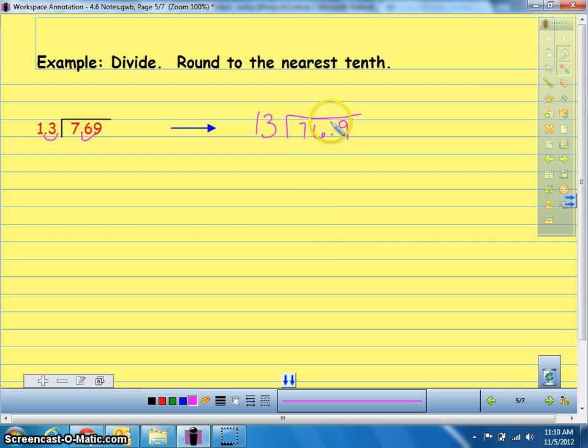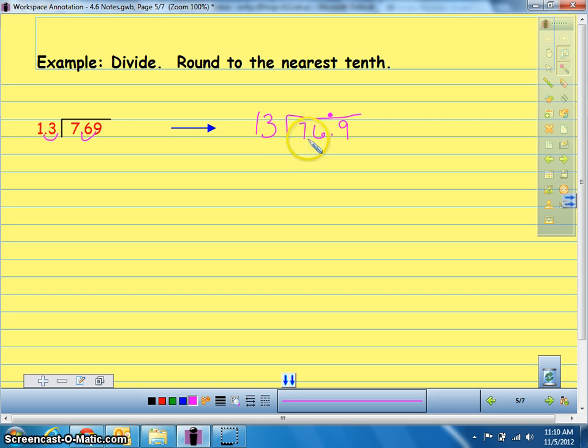Ooh, if you said move the decimal point straight up, you are correct. So now I'm going to forget about my decimal point. How many times can 13 fit into 76? Well, for some of you, you might need to start adding 13, 13, 13, 13 over here. For some of you, you might know this a little bit better. But I sit there and think to myself, well, 13 times 2 is 26. 3 is 39. Ooh, 4 would be 52. 5 would be 65. I'm getting pretty close. So I know it can fit in at least 5 times.